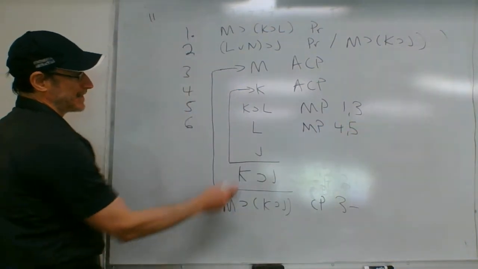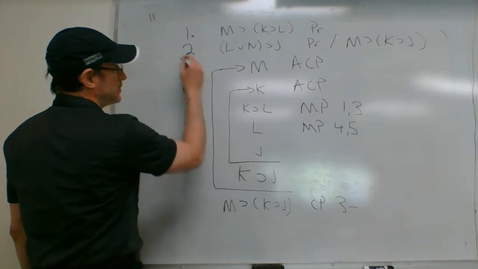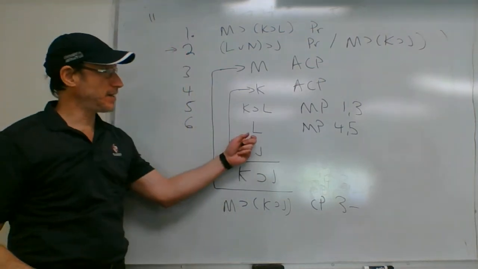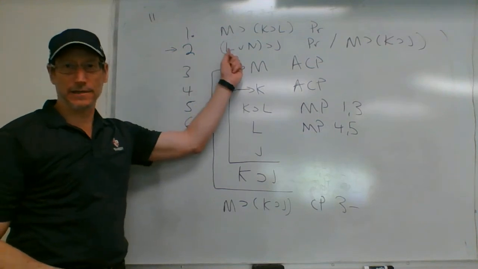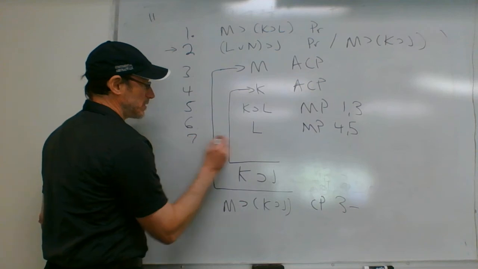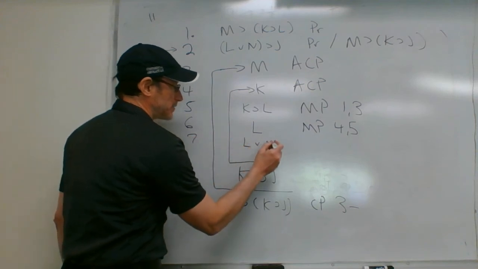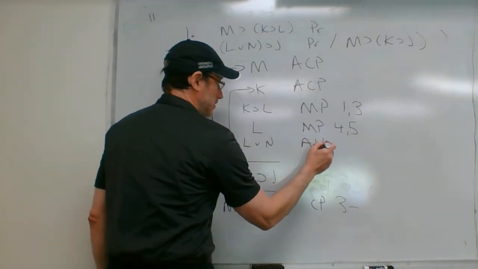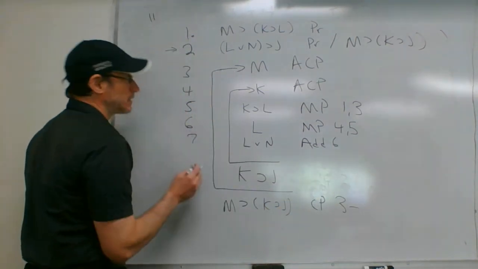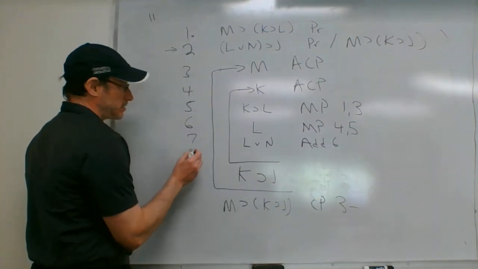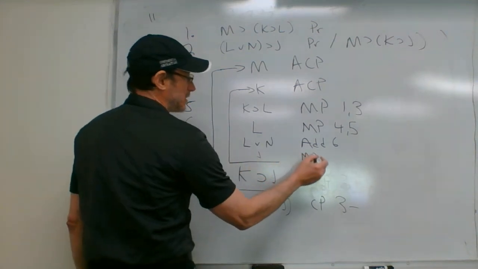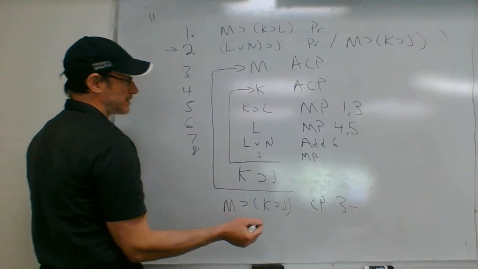And now, can I get J out of L? I didn't use 2 yet. Is there some way I can use 2? I have L. Can I get that antecedent? Yes, I can by using the rule of addition. So let's just go L wedge N. You're allowed to wedge on or add addition. Addition on 6 gives me L wedge N. Now I can get to J by modus ponens on 2 and 7.